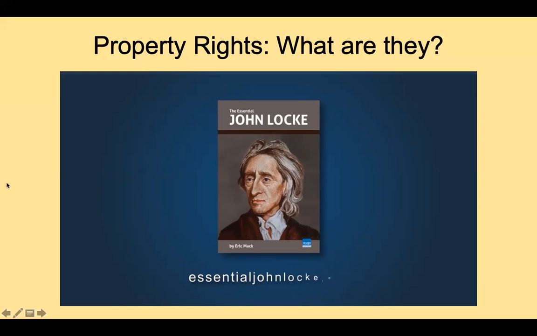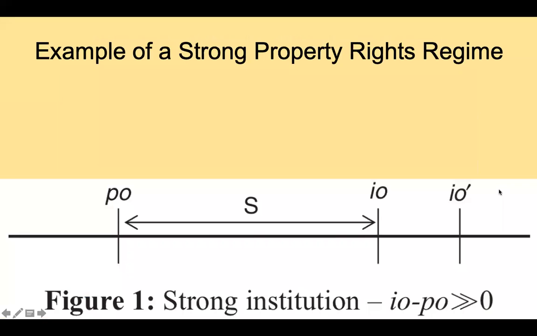As an institution, though, property rights can be thought of in the same way that we've been thinking about institutions. Property rights is essentially a regime or a set of rules about what individuals can and can't do and what the state can and cannot do. And so far, I've given you a set of tools for thinking about strong and weak institutions. And so let's work through this together.